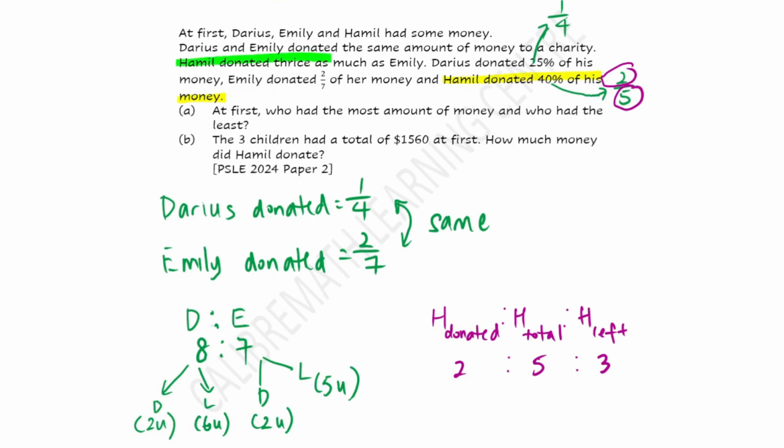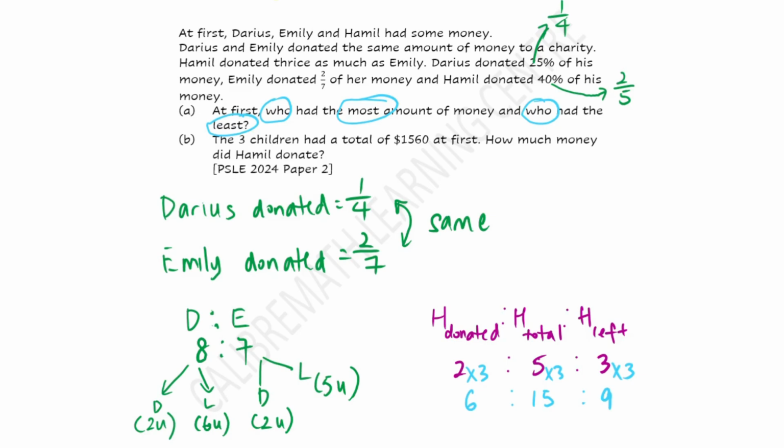Now let's focus on this sentence. Hamil donated twice as much as Emily. So we are going to compare Hamil donated with Emily donated. So what we need to do is to make the amount that Hamil has donated become 3 times of what Emily has donated. So we will need to multiply this by 3 throughout. And that gives us a new ratio of 6:15:9.